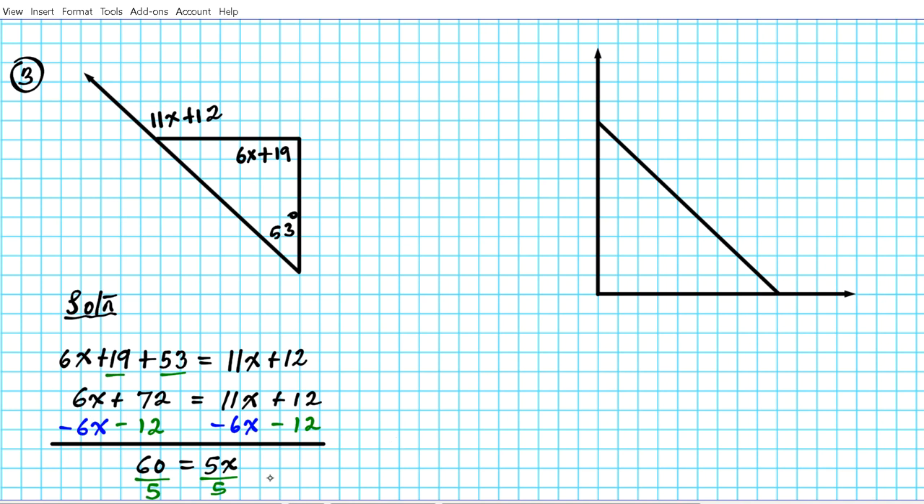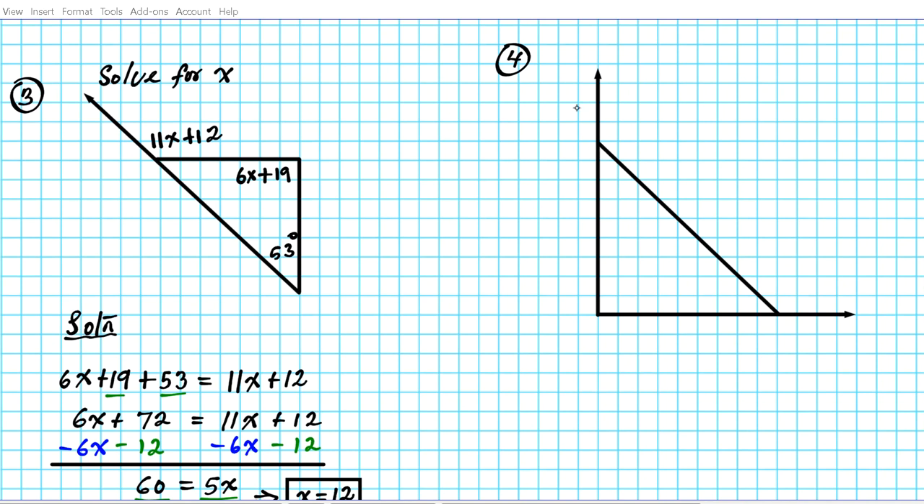And we get the value of x. X is equal to 60 over 5, which is 12. All right, I didn't specify what we're to do in this particular problem. So in number 3 also we're to solve for x. All right, okay. Now let's take a look at problem number 4.